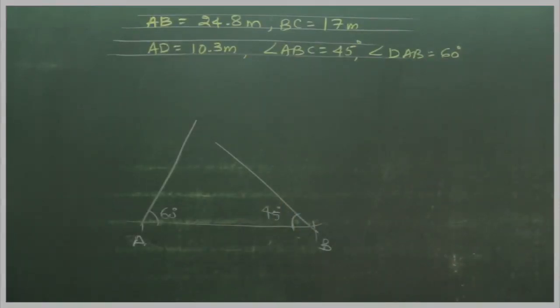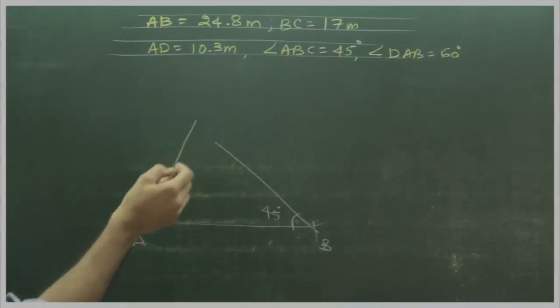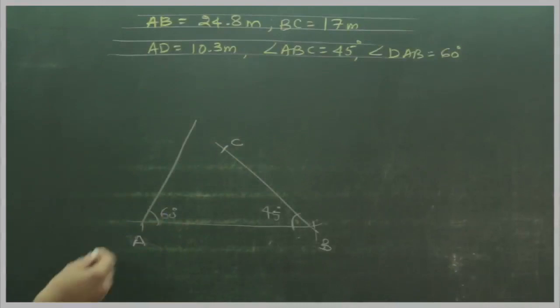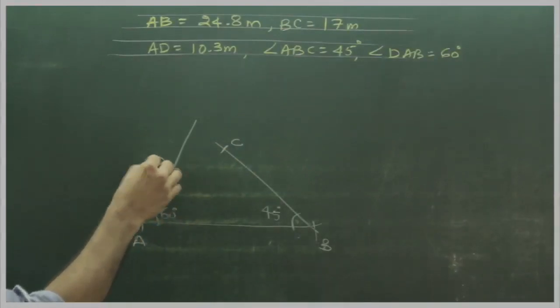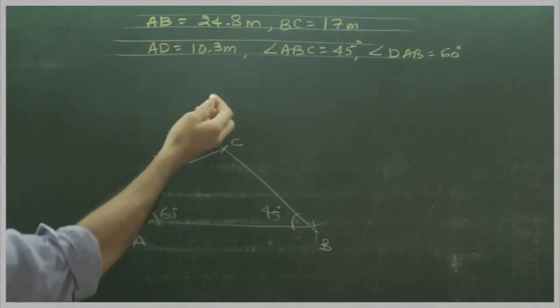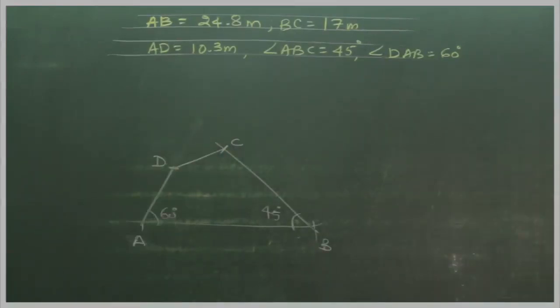Okay, after this we'll mark BC. How much is it? 17. So it will be here somewhere. And AD is how much? 10.3. So D will come here. So then we will join this. So we got this quadrilateral. Now what do we need to do? We need to convert this quadrilateral into triangle PAB.